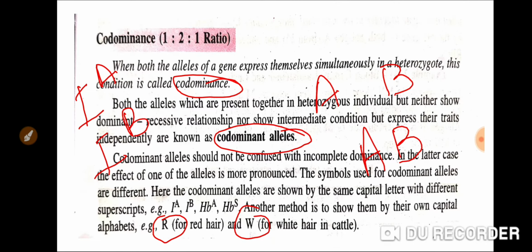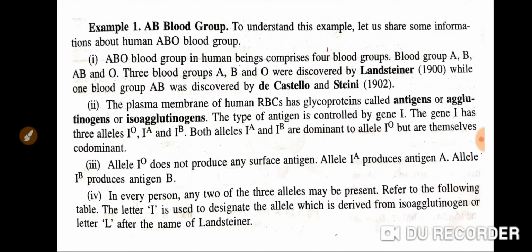Now let's take a few examples of this codominance. The first example of codominance is the AB blood group. Before we discuss the AB blood group as an example of codominance, let's first share some information about the ABO blood group.